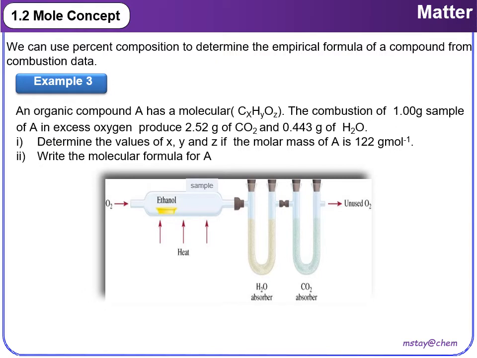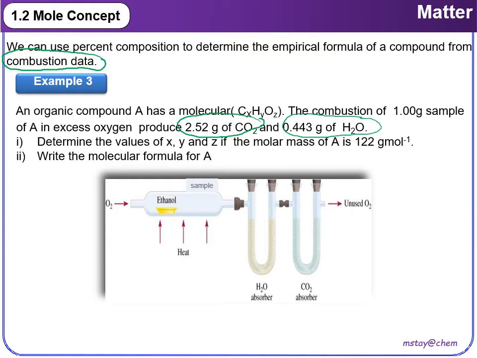Okay, this is the last example that we are going to discuss, and it is a new type of question. Generally, you will notice the mass of carbon dioxide and the mass of water will be given. So when these two pieces of information are given, we consider this question to be related to combustion data. Okay, why do we say these are combustion data?